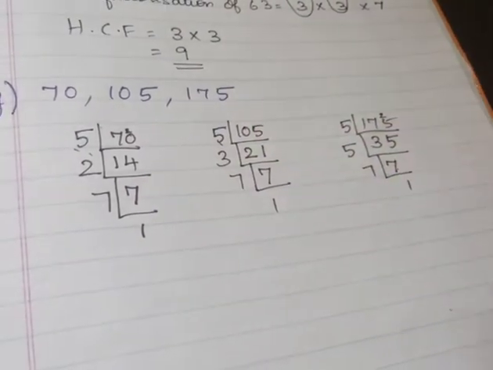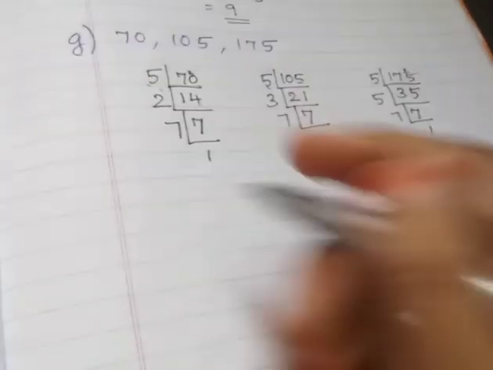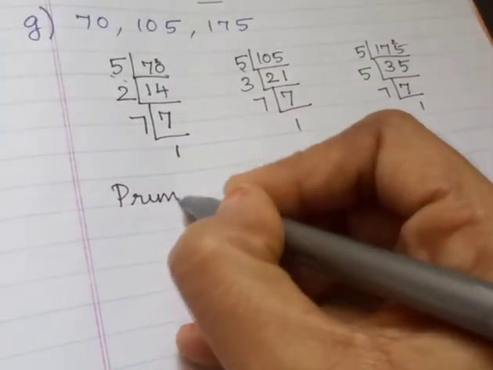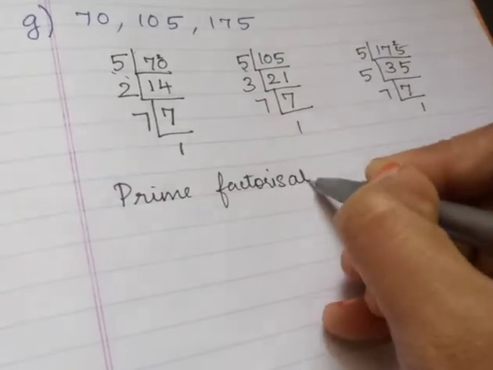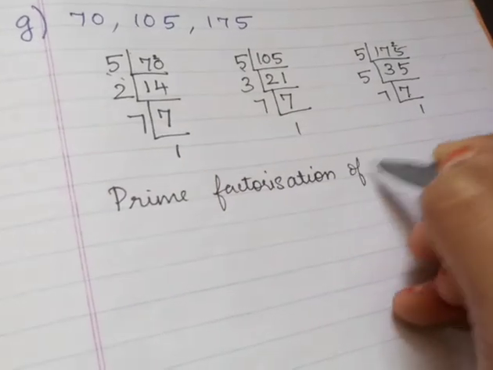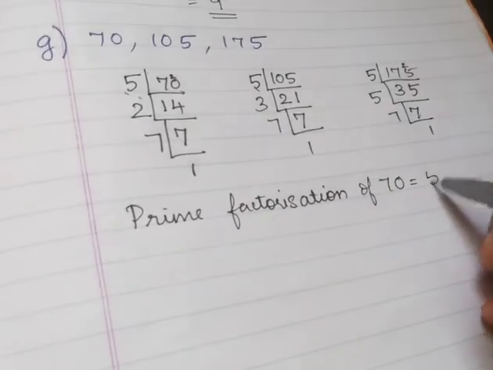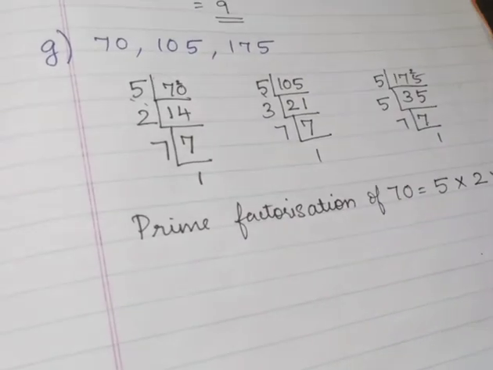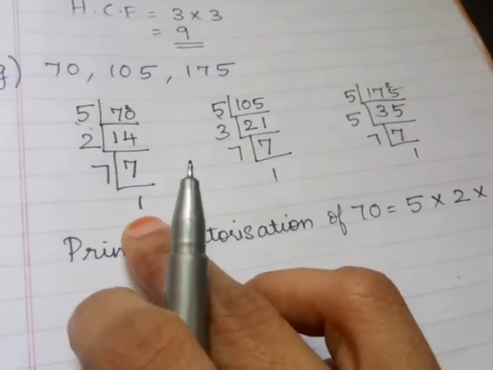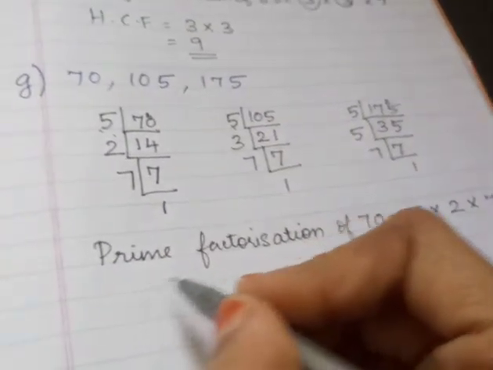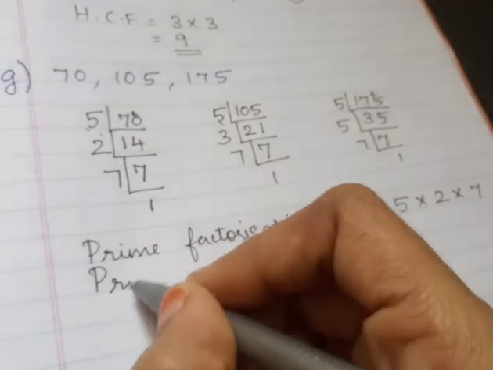All the prime factorization has got over. So what will you do? Prime factorization of 70, how will you write? 5 into 2 into 7. You won't write 1. Why? 1 is not a prime number. So you don't use 1 in the prime factorization.